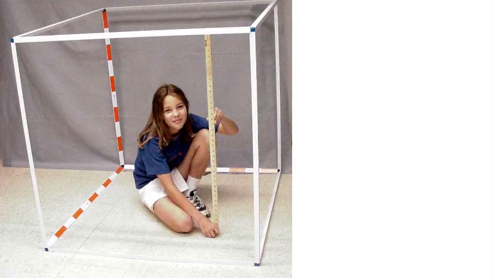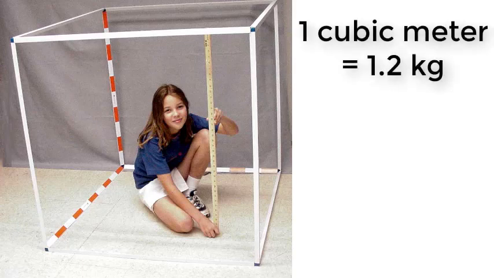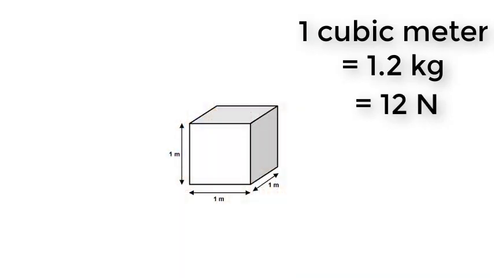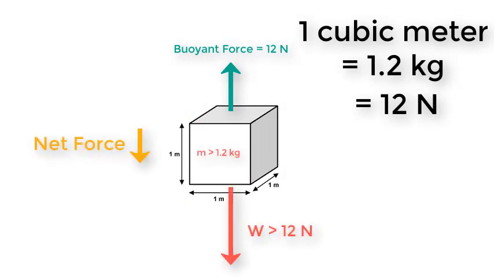A cubic meter of air at ordinary atmospheric pressure and room temperature has a mass of about 1.2 kilograms. Its weight is about 12 newtons. Any 1 cubic meter object in air is buoyed up with a force of 12 newtons. If the mass of the object is greater than 1.2 kilograms, it will fall to the ground when released. If the object has a mass less than 1.2 kilograms, it will rise in the air.